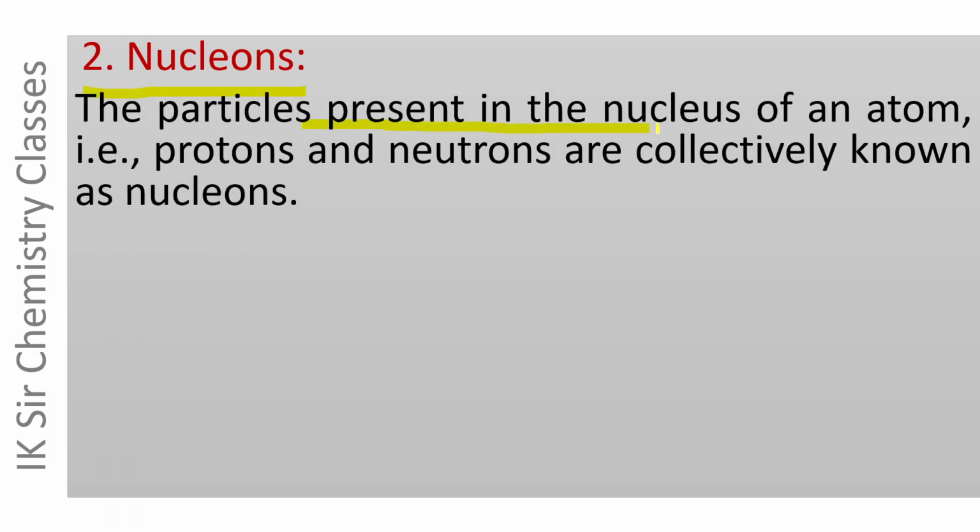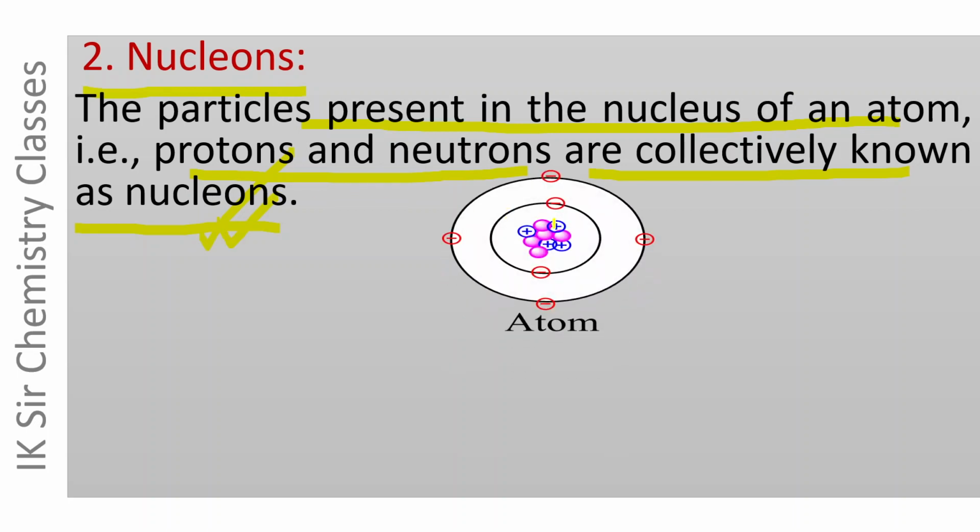And there is another term, nucleons. The particles present in the nucleus of an atom, that is, protons and neutrons, are collectively known as nucleons, which means nuclear particles. An atom is given here. Protons and neutrons are present in the nucleus of the atom, and these nuclear particles are collectively known as nucleons.